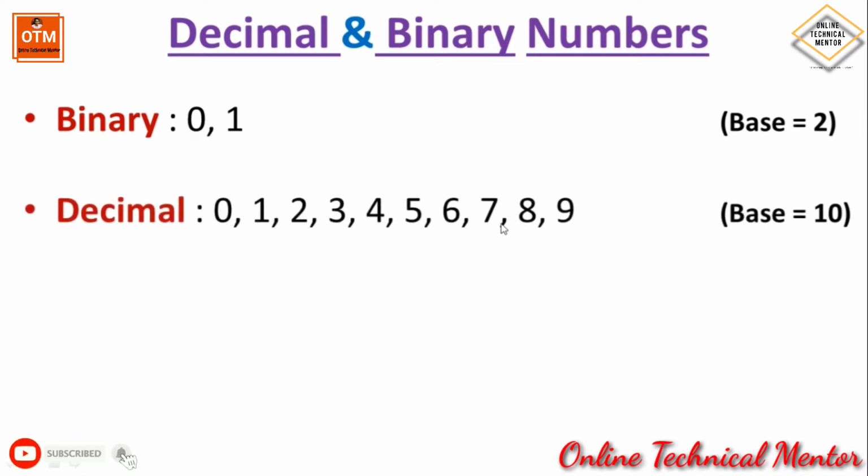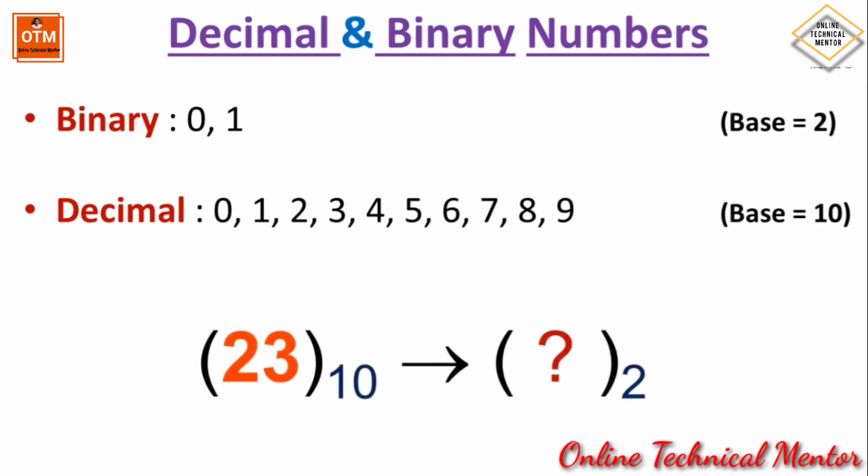Now, in the decimal number system, there are 10 digits from 0 to 9. That's why its base or radix is 10. And now I am going to show you how to convert a decimal number to its binary form. Suppose you are given a decimal number, say 23, and we are going to convert this decimal number to the corresponding binary form, that is, in the base 2 form. So the 10 and 2, which are written as the suffix, are the base of the corresponding number system.